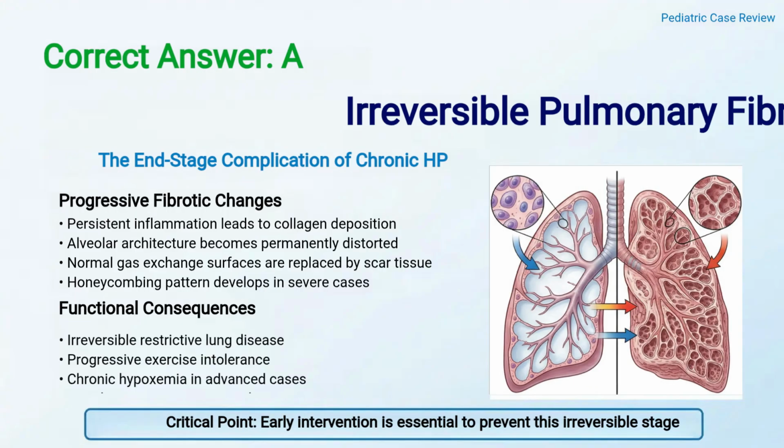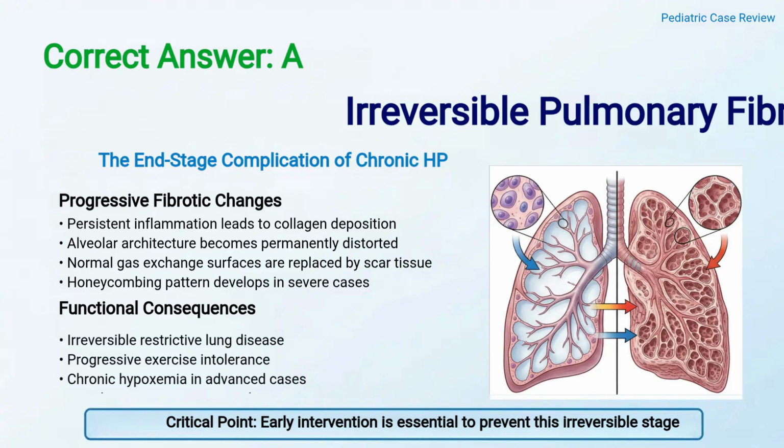Irreversible pulmonary fibrosis. This is the end-stage complication of chronic hypersensitivity pneumonitis. In terms of progressive fibrotic changes, persistent inflammation leads to collagen deposition. Alveolar architecture becomes permanently distorted. Normal gas exchange surfaces are replaced by scar tissue, and a honeycombing pattern develops in severe cases on imaging.